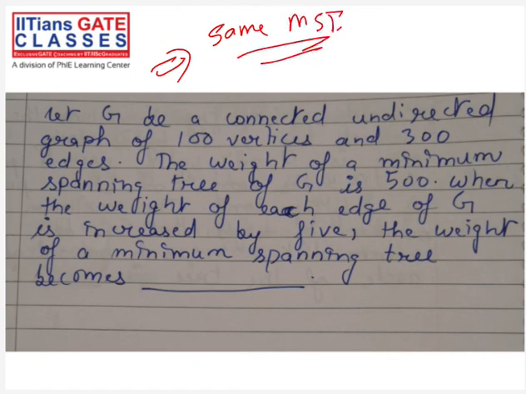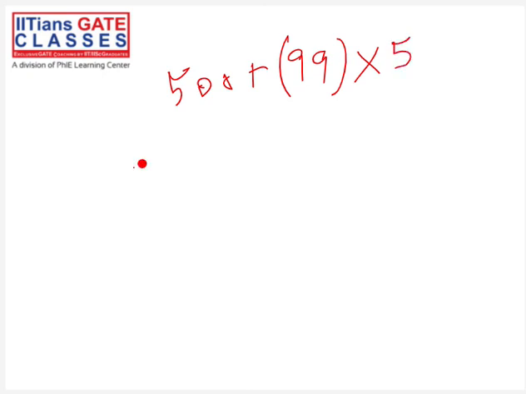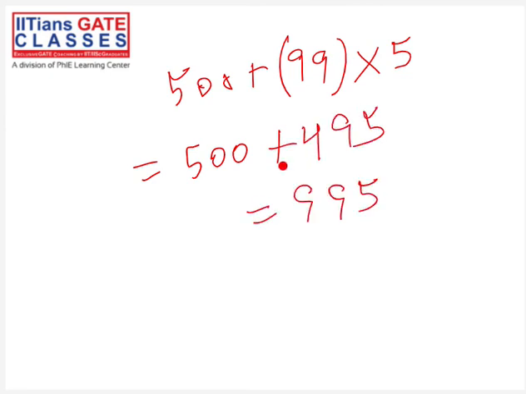Okay, MST will not change, but now since weights are increased by 5, the weight of the MST is also increased. Now, by how much will it increase? See, 500 is the previous weight, and there are 99 edges, and all the edges were increased by a value of 5. So the new weight of the minimum spanning tree will be 995. Everyone understood?